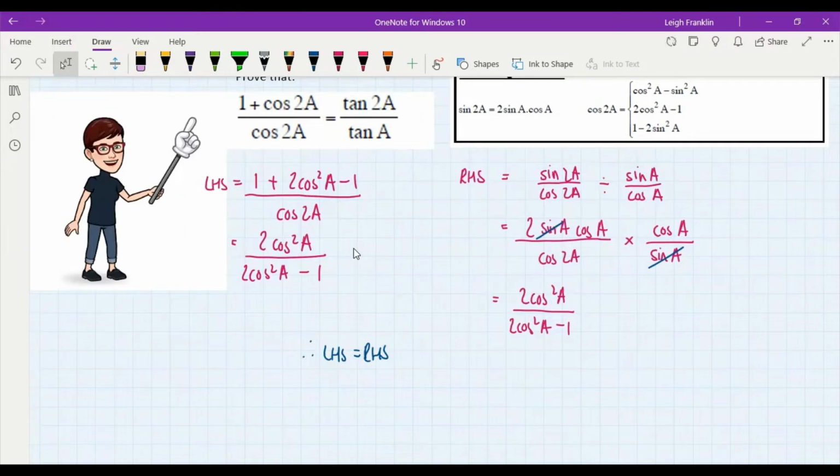Okay, so just be aware that sometimes you may need to work with both sides and not just one. Why is it cos squared a? Cassandra, that's your identity. Cos 2a is 2 cos squared a minus 1. Or are you talking about why is the numerator 2 cos squared a? Cassandra, do you mean numerator or denominator? Oh, why is it the numerator, I think you mean.